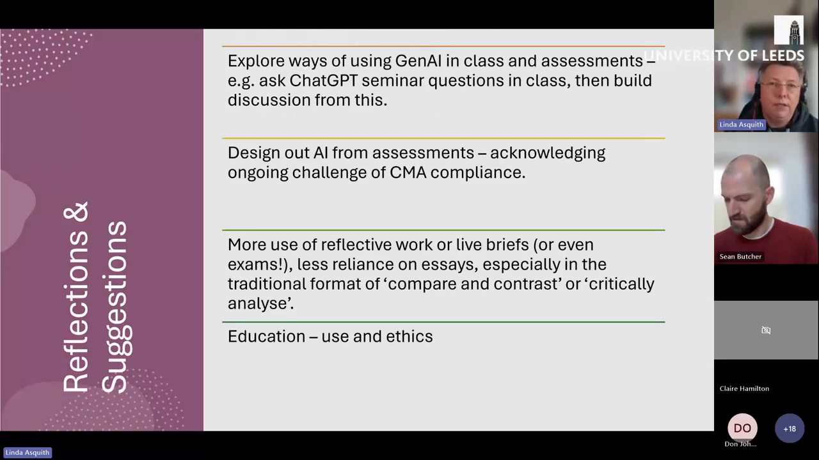But if you're going through a revalidation or you're thinking of changing in the future, or you've got a very broad module spec like I did, then think about how you could either design it out completely because you don't want to use it, or build it into the assessment in a way that keeps the assessment rigorous and assesses student knowledge, but gets rid of the issue of students using generative AI problematically.